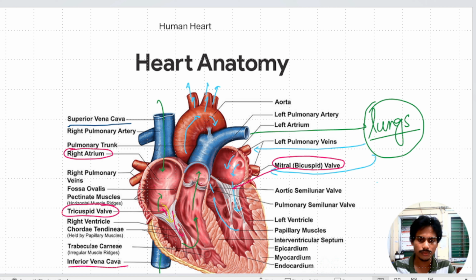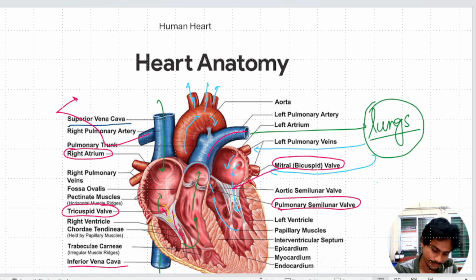In that position one valve is there, the pulmonary semilunar valve, and the blood goes to one lung and the other lung. After that the blood comes back through the left pulmonary veins, collecting the blood from the lungs to the heart again, to the left atrium. Then it passes through the bicuspid or mitral valve to the left ventricle, and from the left ventricle there is another valve, the aortic semilunar valve.